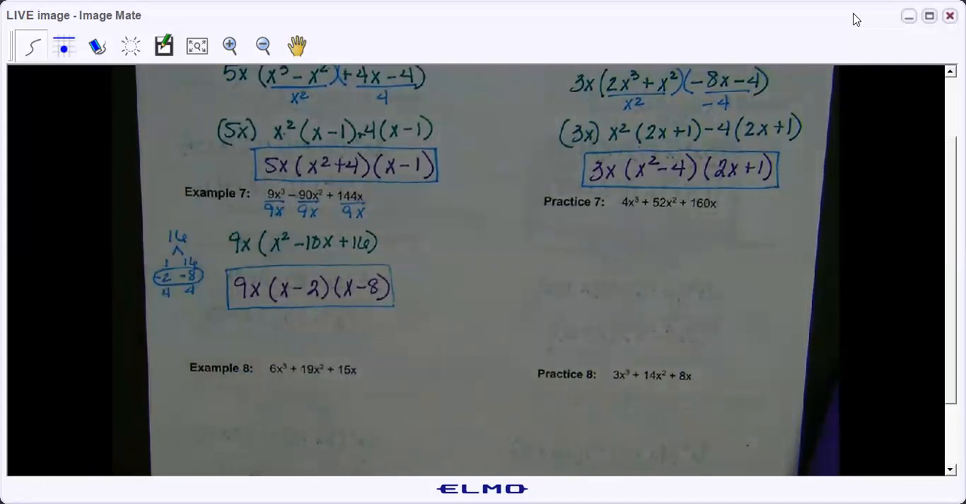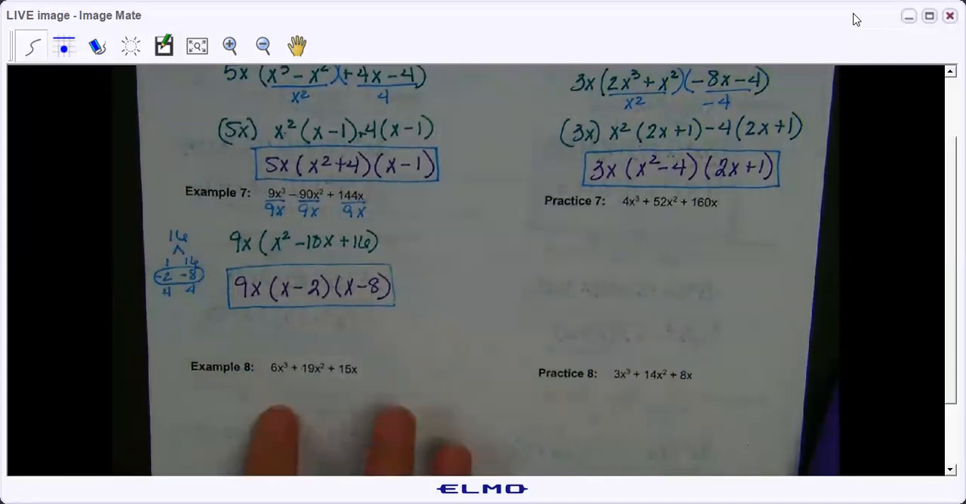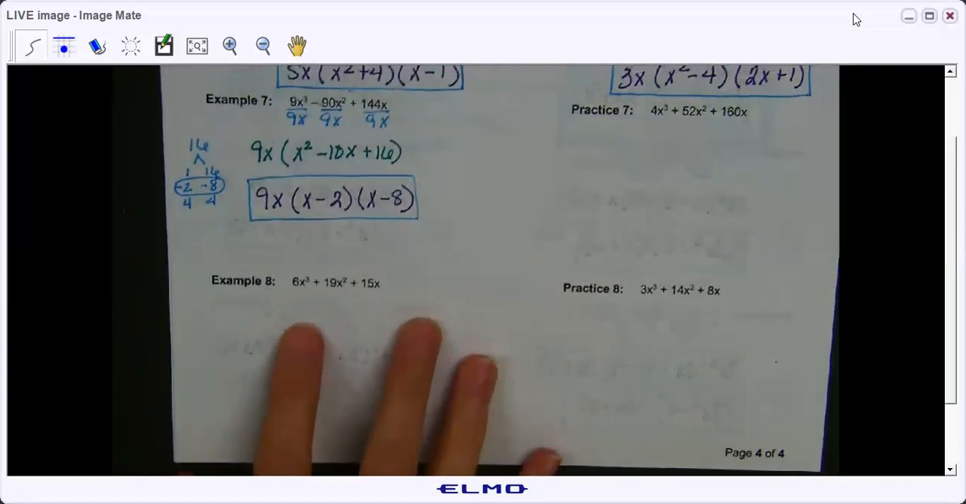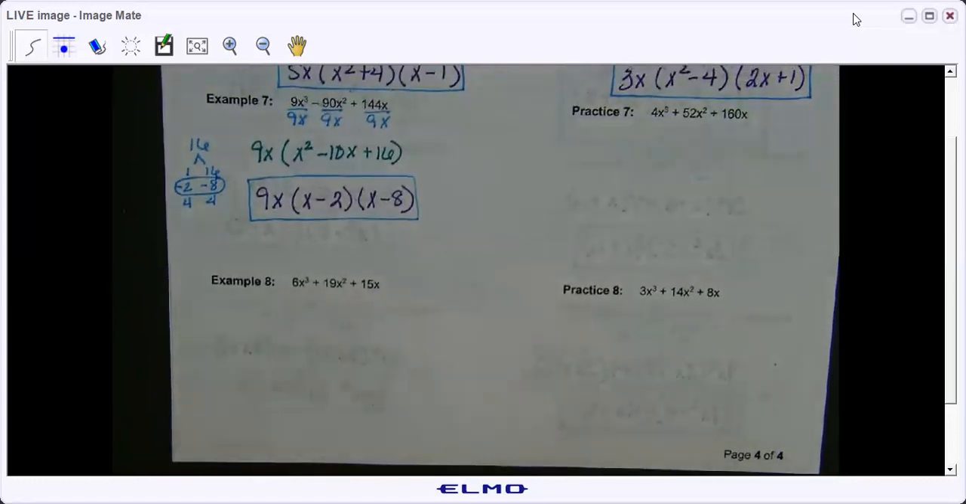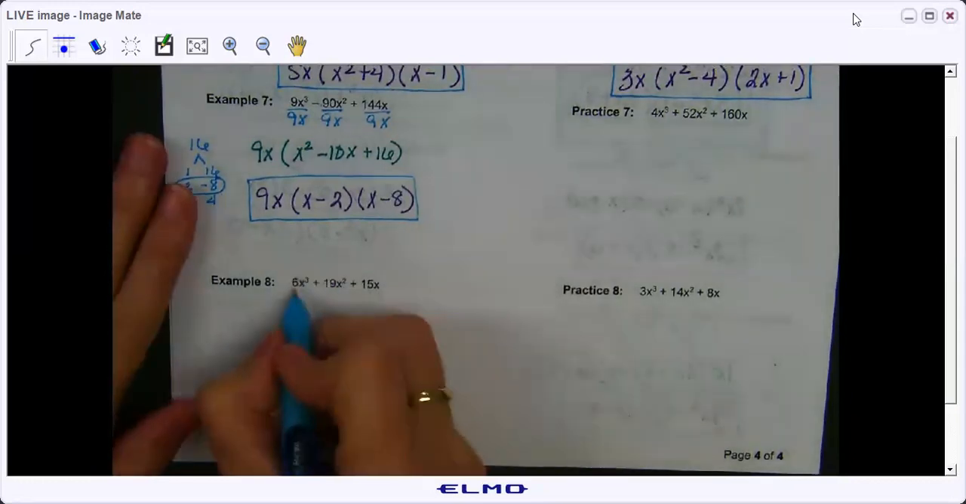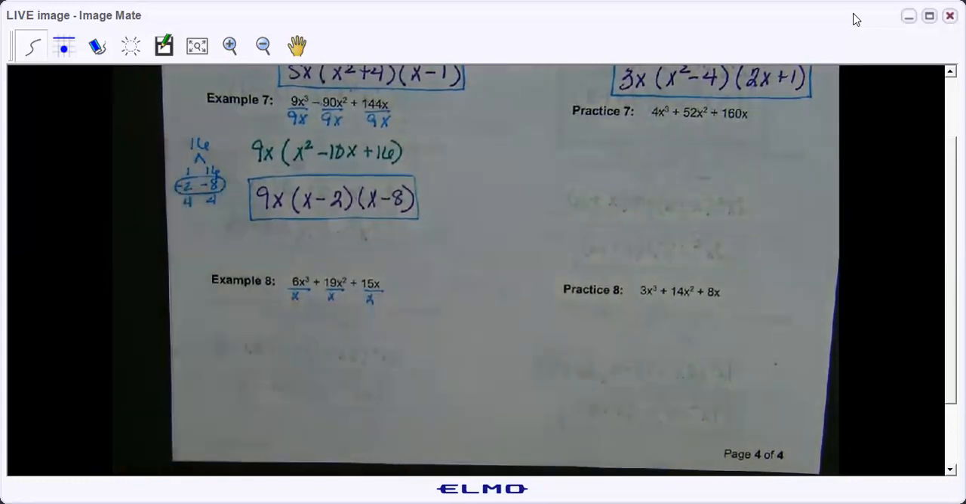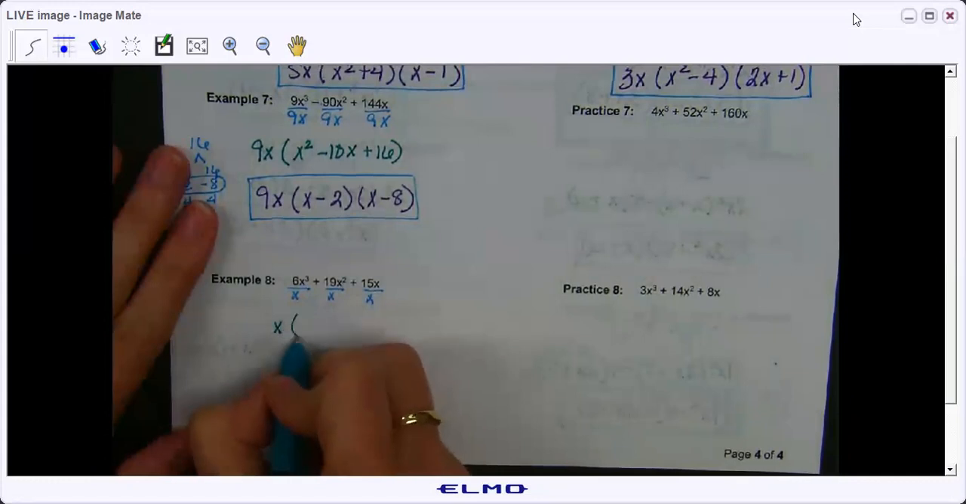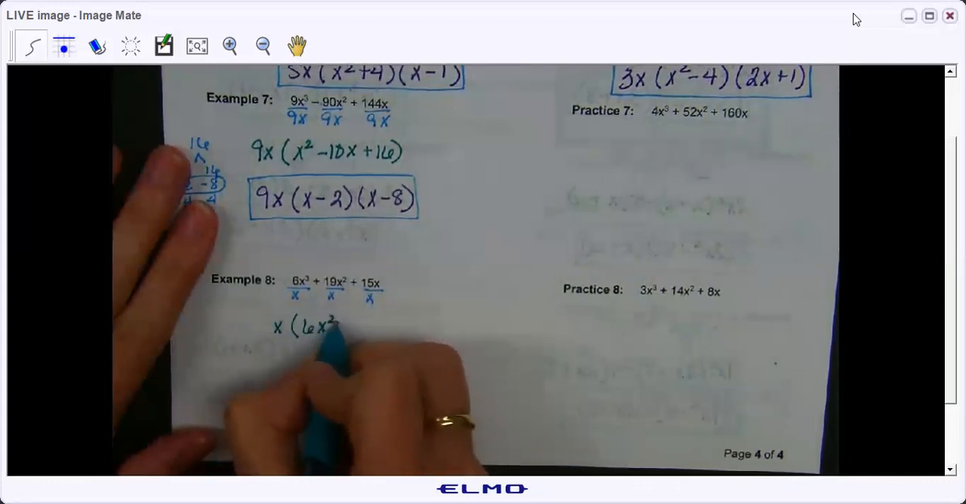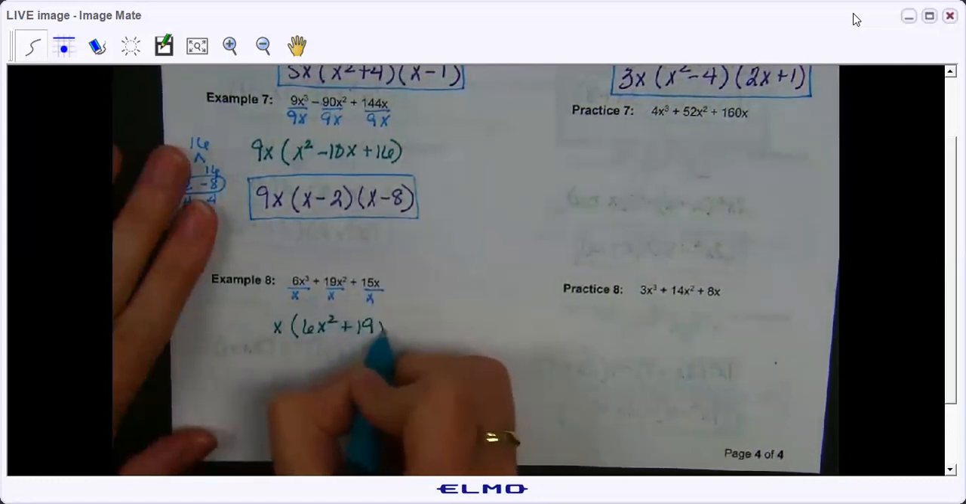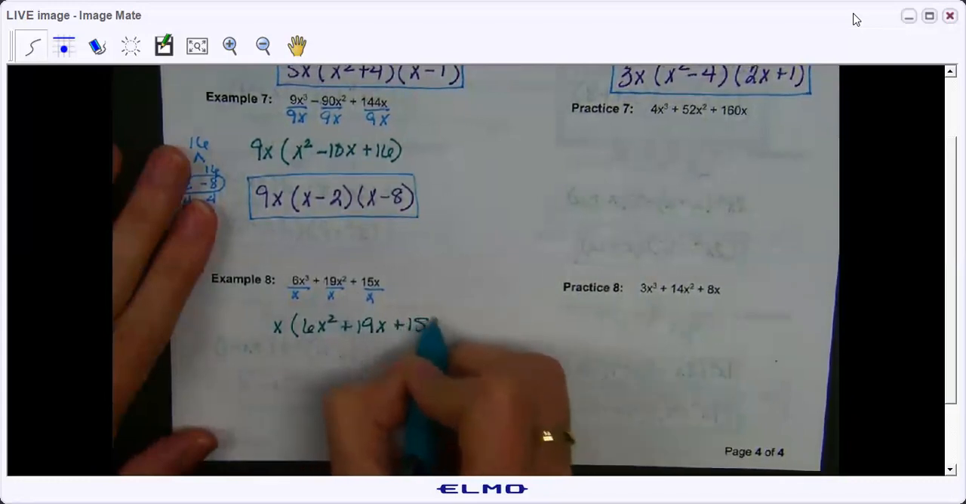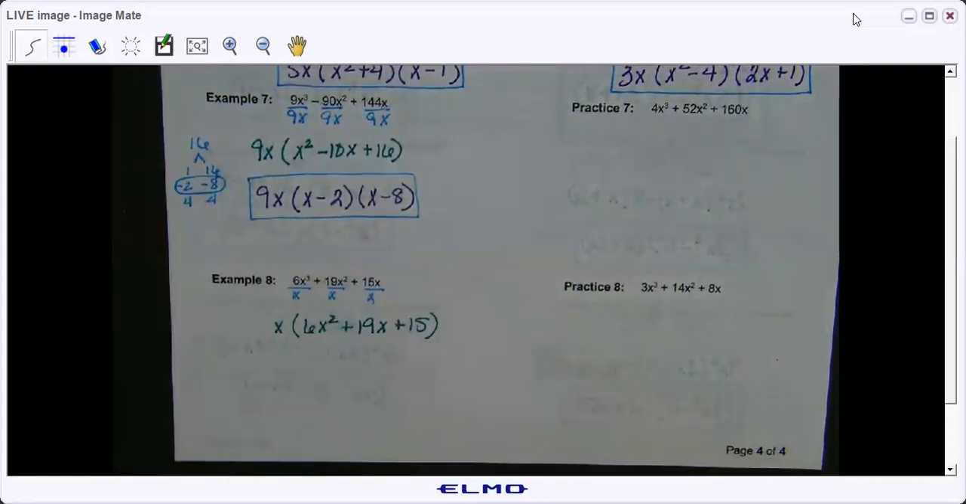Okay, let's do example 8 here. The greatest common factor is just an x. Okay, that's all we can take out of this one. So we have x. And then, okay, now we're going back to factor by grouping in just a minute.